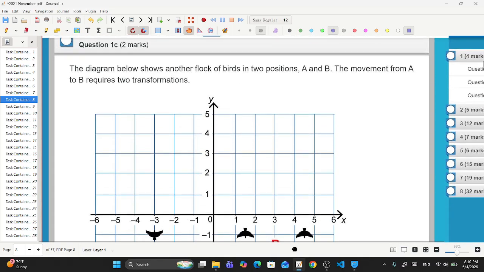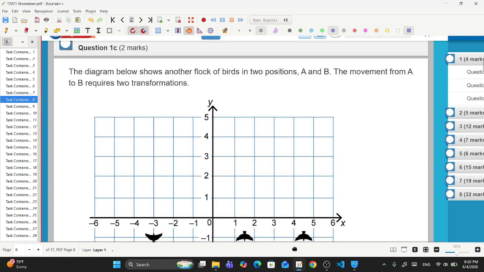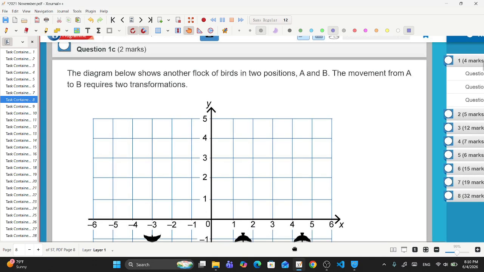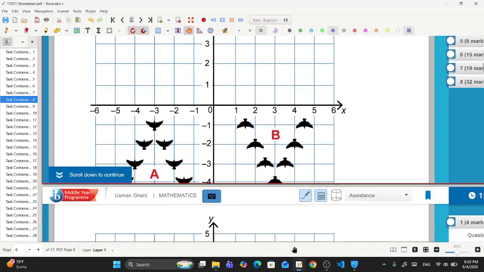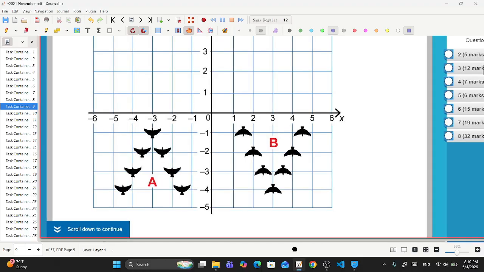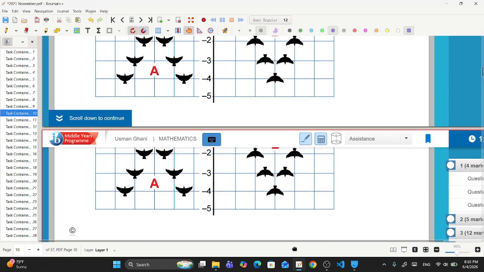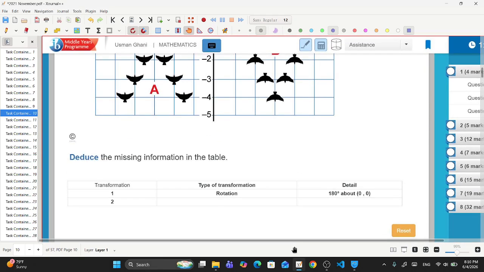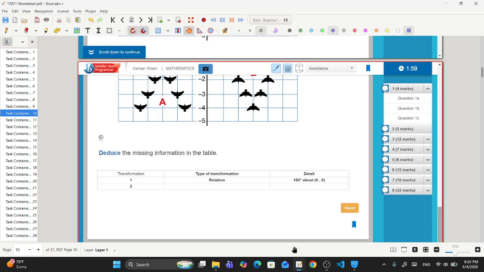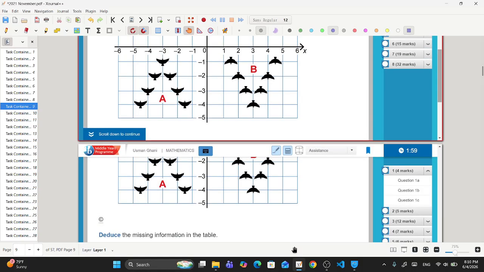The diagram below shows another flock of birds in two positions, A and B. The movement from A to B requires two transformations. Let's look at this graph. The movement from A to B requires two transformations. The first type of transformation is the rotation, and they've already given it. It's a complete 180-degree rotation.